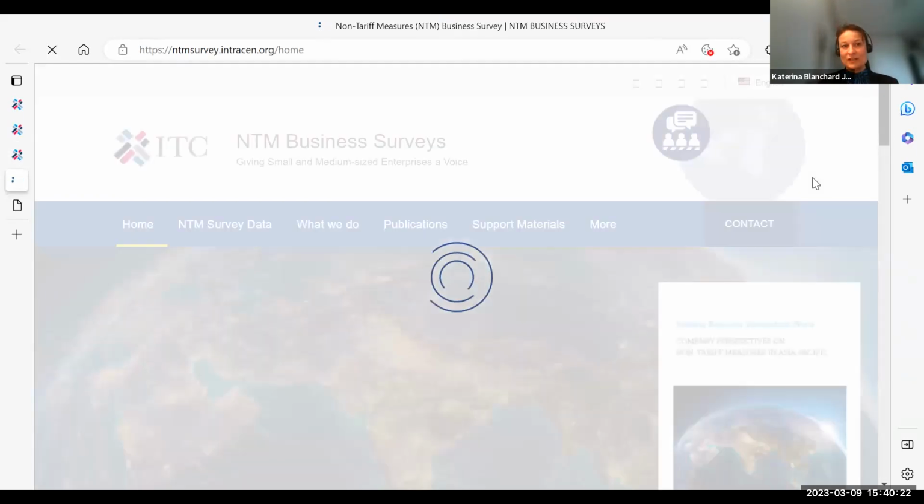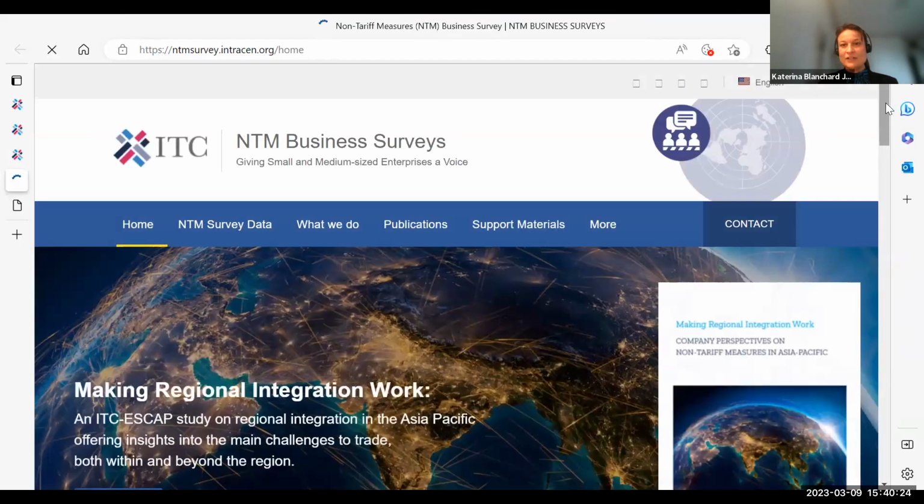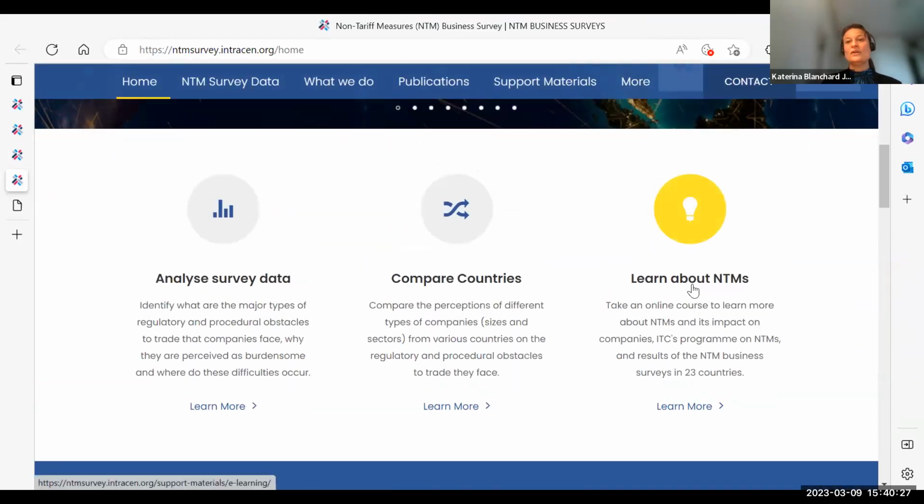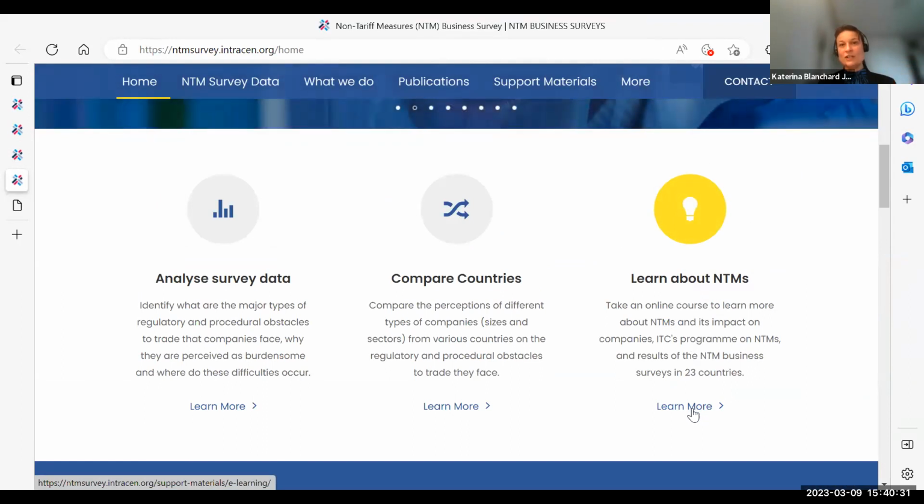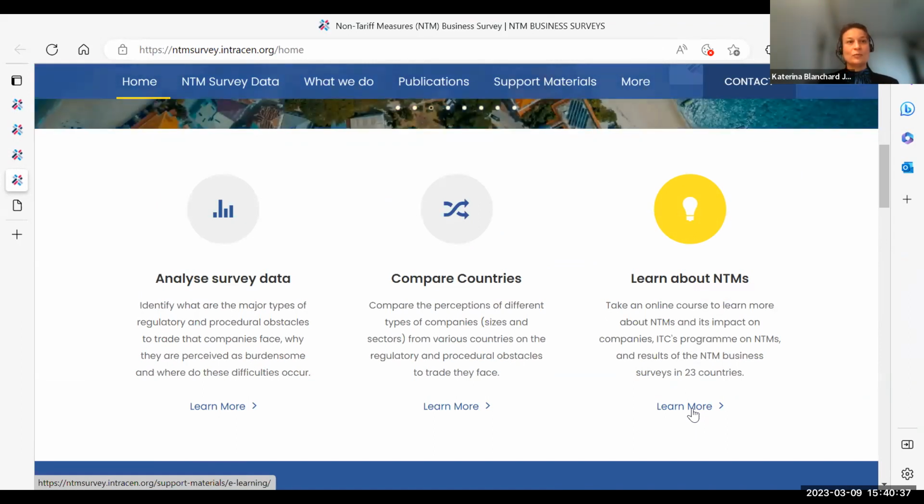We go to the website of the NTM business surveys and they have a very detailed methodology. So if we want to learn about NTMs, we have a very detailed description of each chapter, of each type of measure. If you want to learn in detail about this, please go to the NTM survey and their methodology, and you will find out more about this.